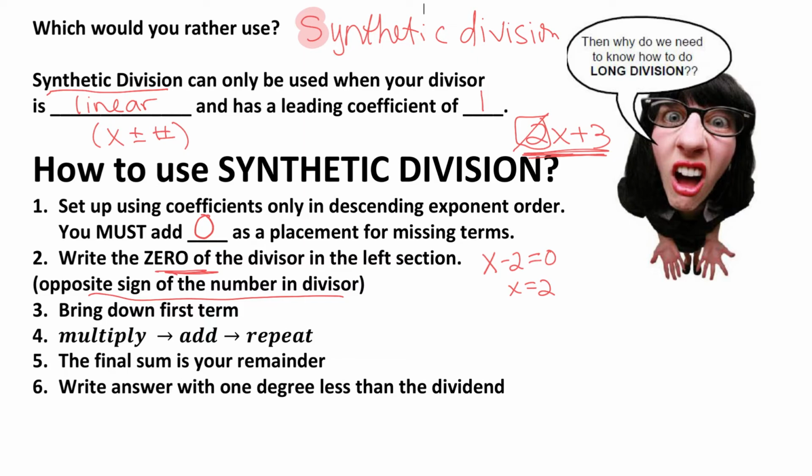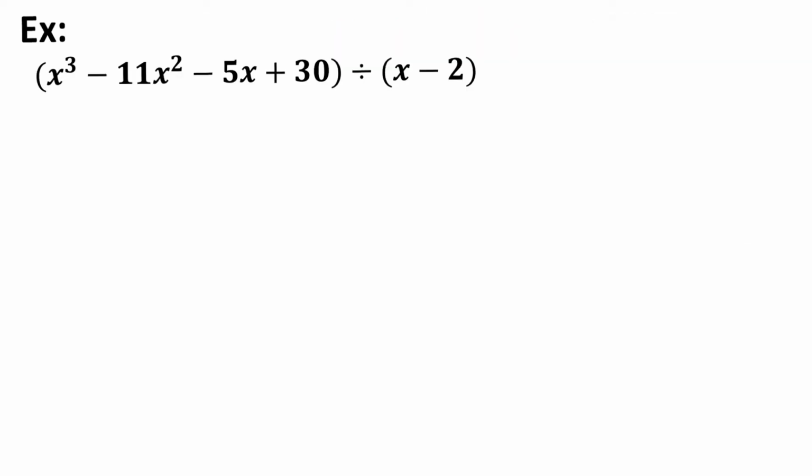Then you're going to fill in the right side with all of your coefficients from the polynomial that's being divided. You will bring down your first term, so the first coefficient is going to come down, and then you will multiply, then add, and repeat. The final sum is your remainder, and you want to write your answer with 1 degree less than the dividend. Okay, so let's look at some more examples.